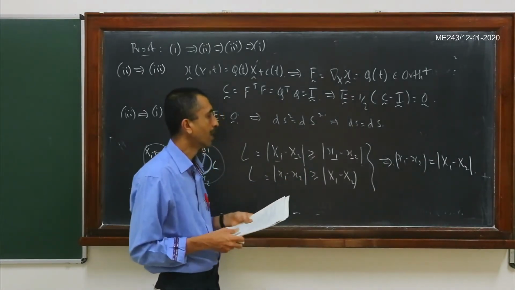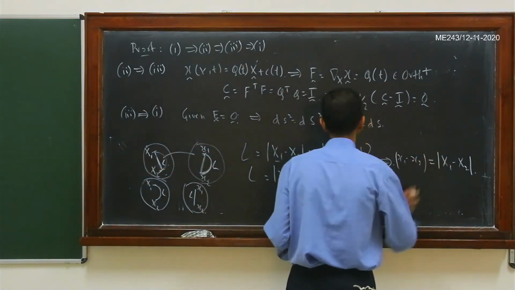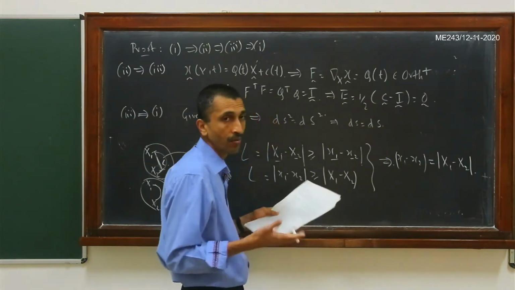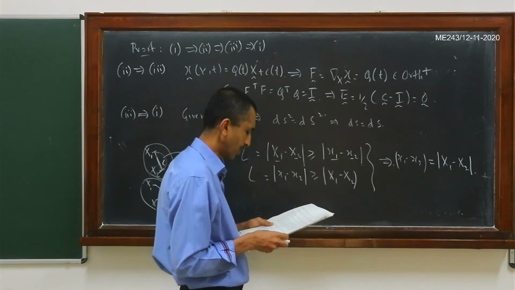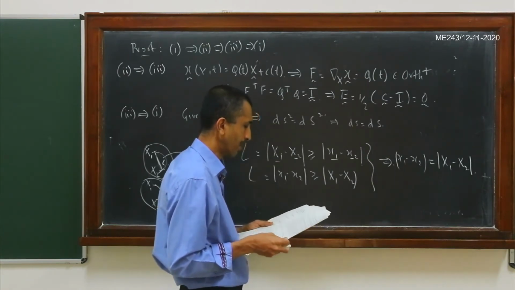Hence you have to have equality in this case, and so that shows that the distance between any 2 points is preserved because the x1 and x2 that we had chosen were completely arbitrary. So that completes the proof of this particular theorem.